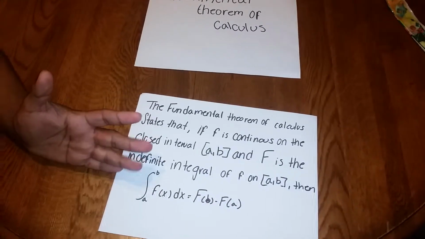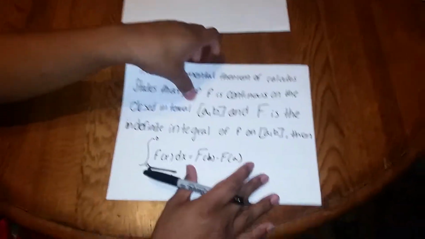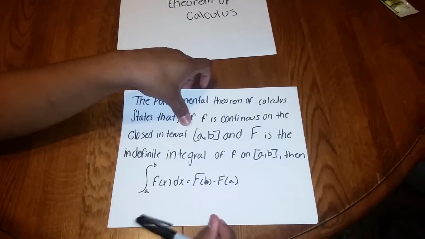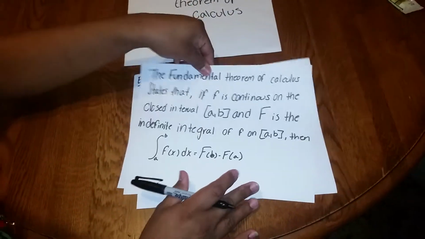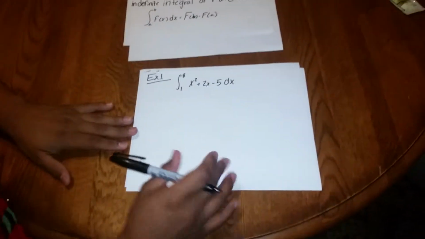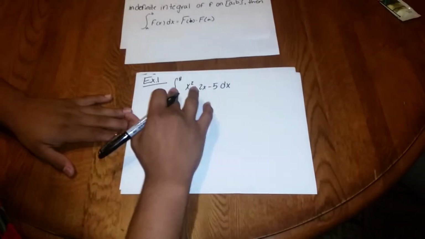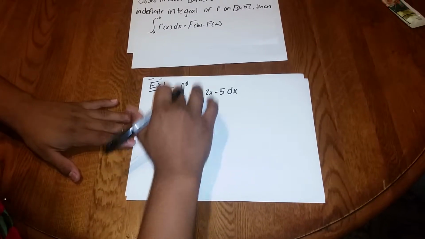So what does that look like? Let's try an example, because I know I'm a visual learner and if I write it out, I can understand it even better. So let's go with the integral of x squared plus 2x minus 5 dx, going from 1 to 8.